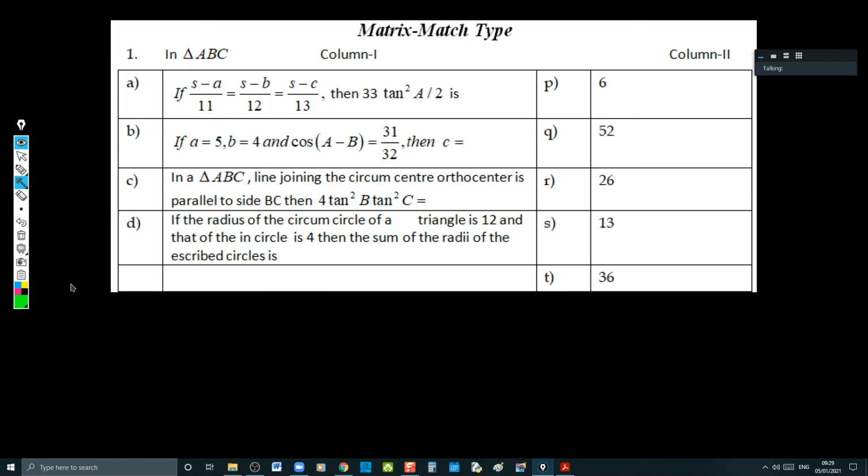Next, B, please. Small a given, small b given, cos of a minus b given, then angle c is needed. Right. Angle c: c square is equal to a square plus b square minus 2ab cos c. We need cos c from this.